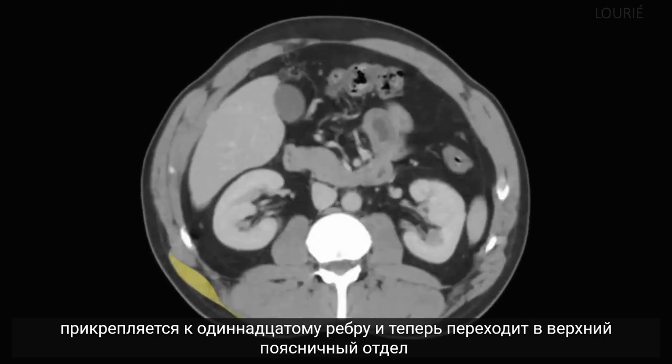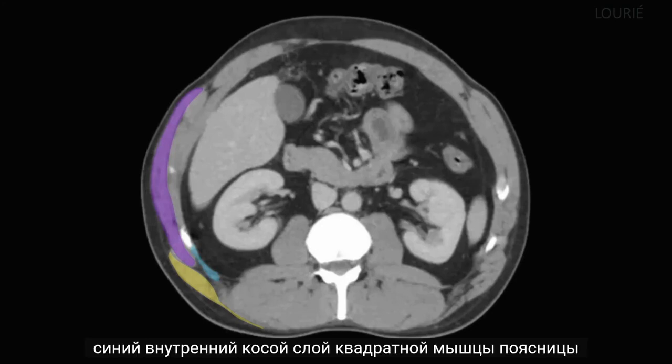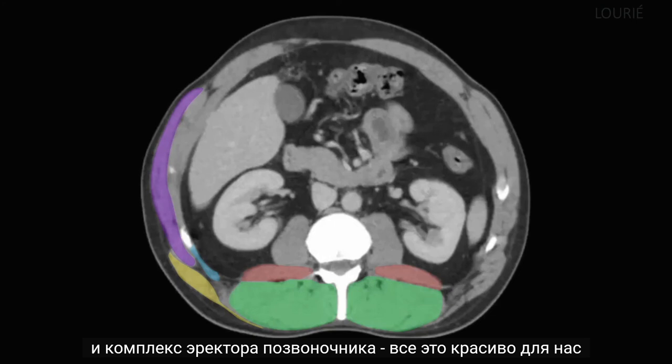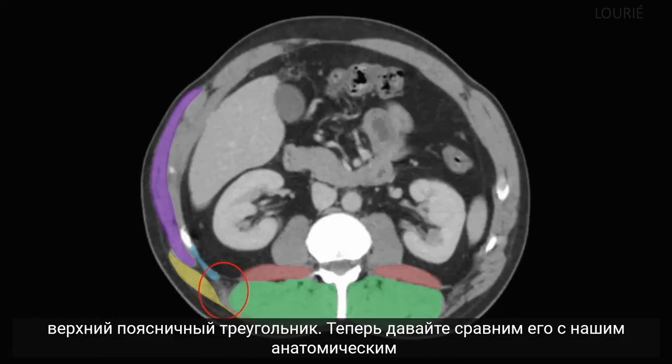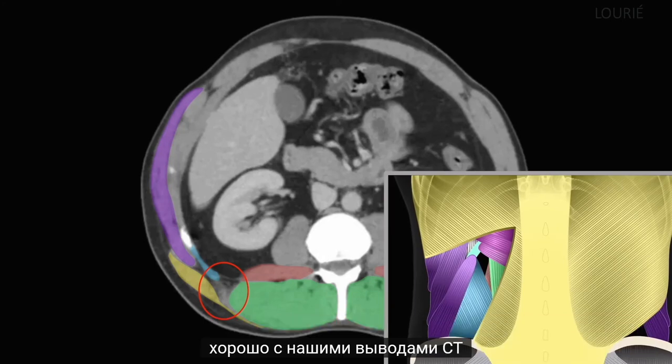And now moving into the superior lumbar triangle, we see the latissimus dorsi in yellow. It's overlapping the purple external oblique, and you see the blue internal oblique layer, quadratus lumborum and erector spinae complex, all outlining nicely for us the superior lumbar triangle. Now let's compare that to our anatomic illustration, where we can see the muscle groups and the colors correlate very nicely with our CT findings.